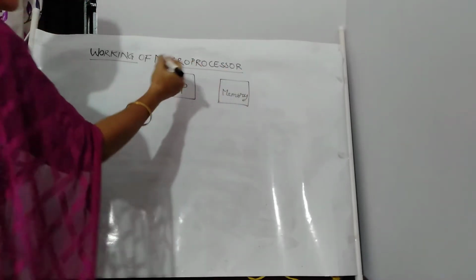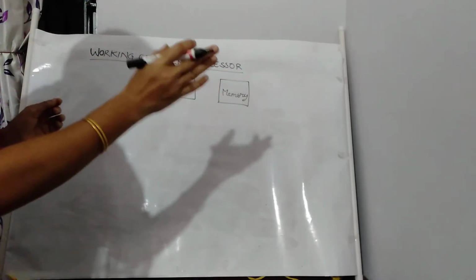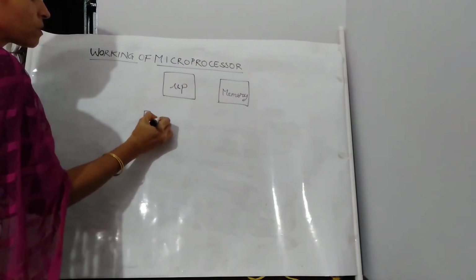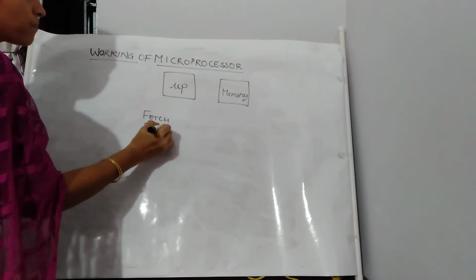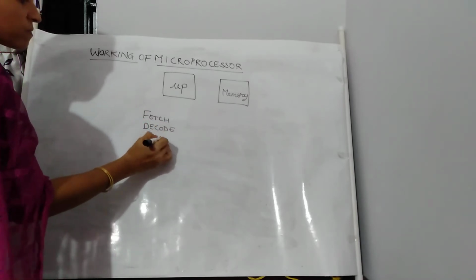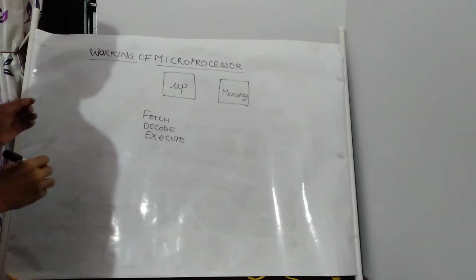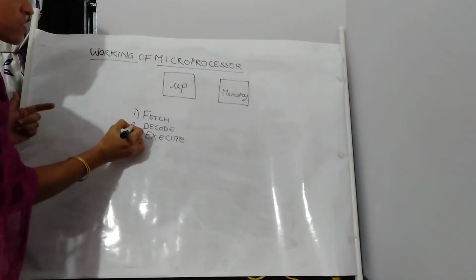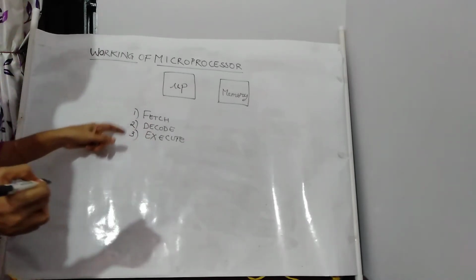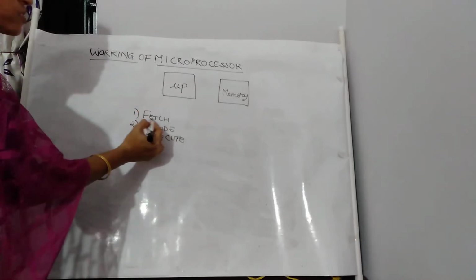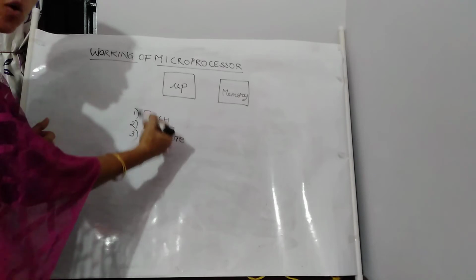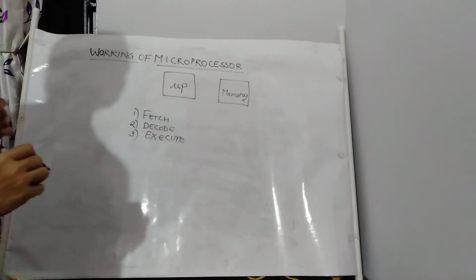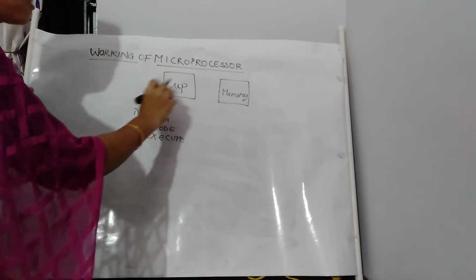Okay, now we had said that the microprocessor has three basic functions, that is fetch, decode and execute. Okay, so that is all the microprocessors will be processing the information. In this case, first it will fetch the instruction from the memory, then it will decode that instruction and then it will execute the instruction. So now let us consider how the microprocessor works.